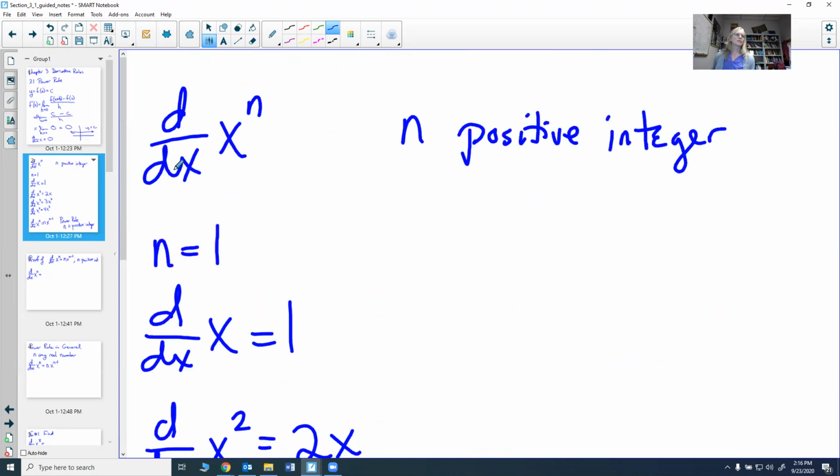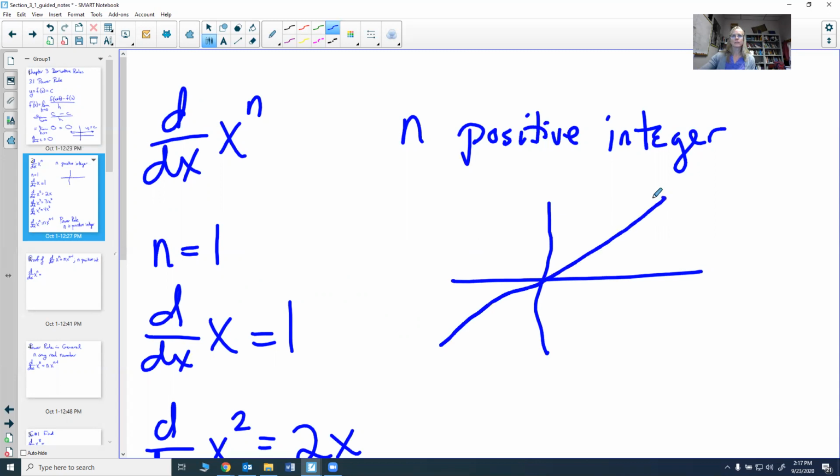All right, so now let's look at other more interesting functions. So let's look at the derivative with respect to x of x to the n, where n is some positive integer. Right now we'll just work with positive integers. So let's say n equals 1. So again, you want to think about if n equals 1, it's just x. And the line y equals x looks like this. And slope is just 1. So it makes sense that the derivative of x is just 1.